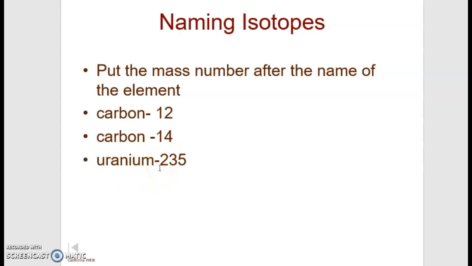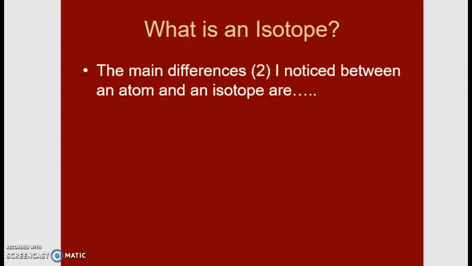Uranium-235. If you look on the periodic table, you will see that the mass of uranium on the periodic table is 238. So uranium-235 is an isotope of uranium. So the main difference that you should notice between an atom and an isotope, 2 differences actually. The first difference is that an atom has the mass that you see on the periodic table, while an isotope has a different mass number. And then an isotope has a different number of neutrons than an atom does.